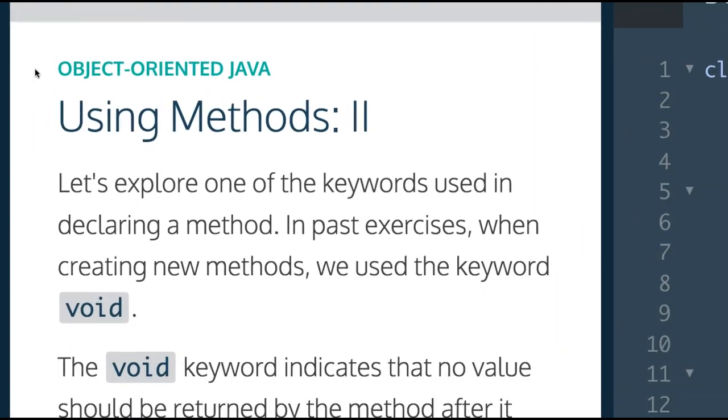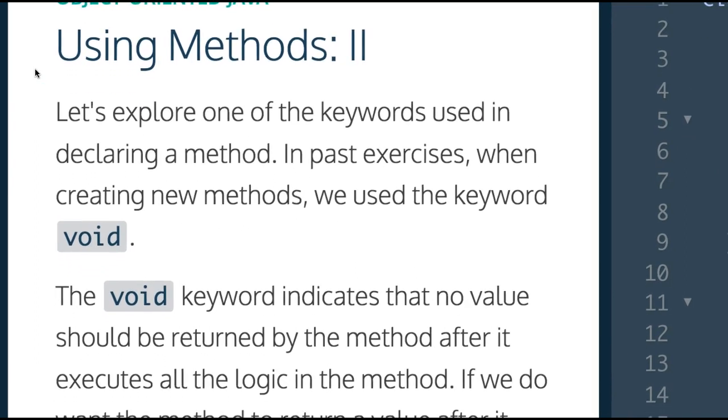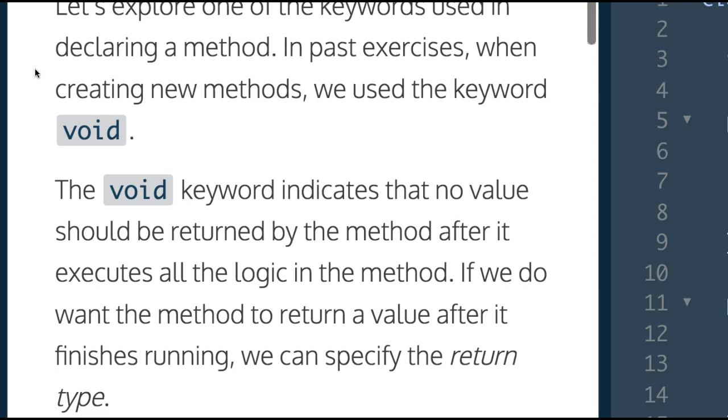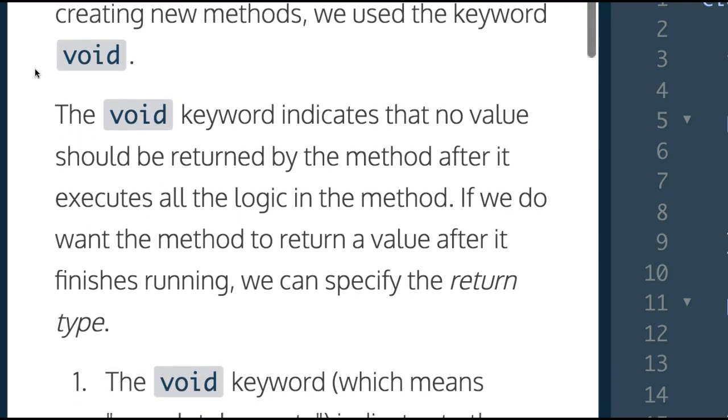We are in the Object-Oriented Java section, Lesson Using Methods Part 2. Let's explore one of the keywords used in declaring a method. In past exercises, when creating new methods, we used the keyword void.